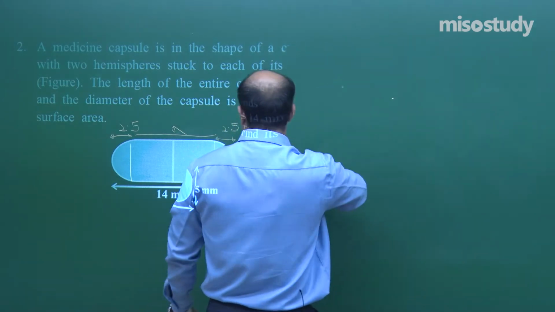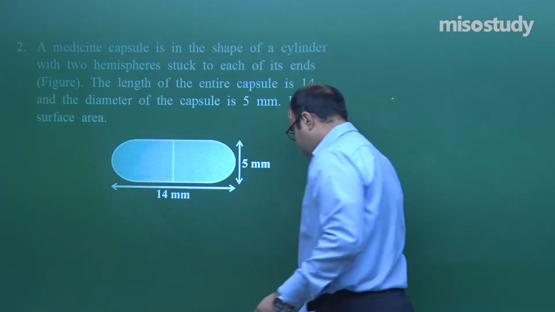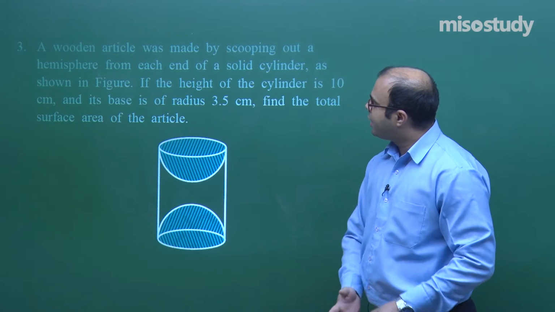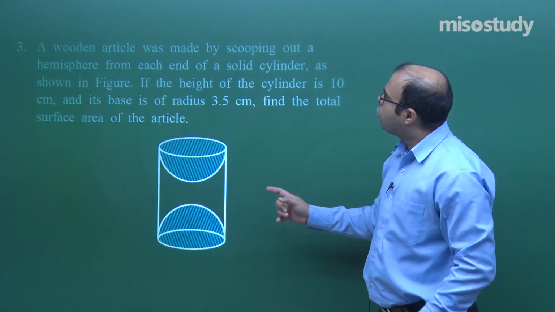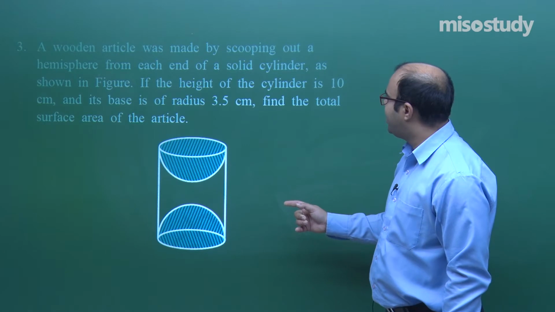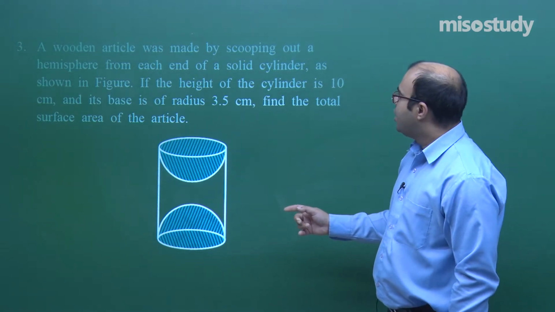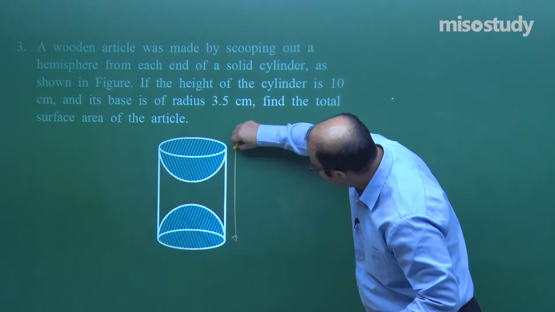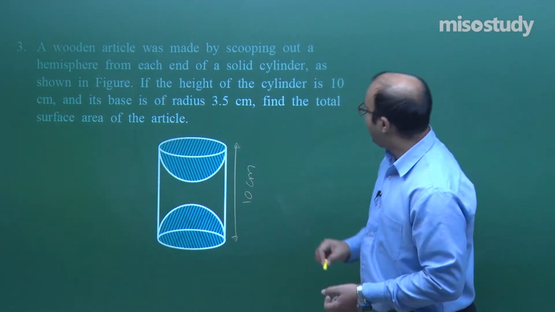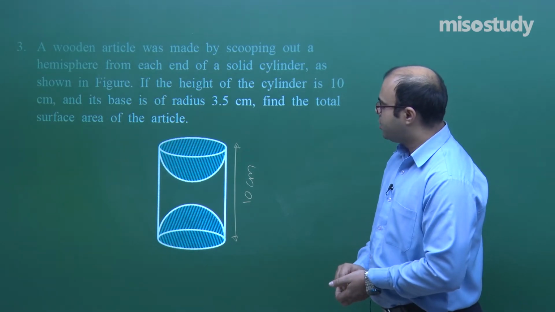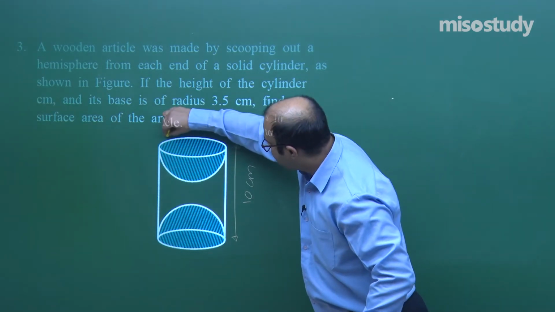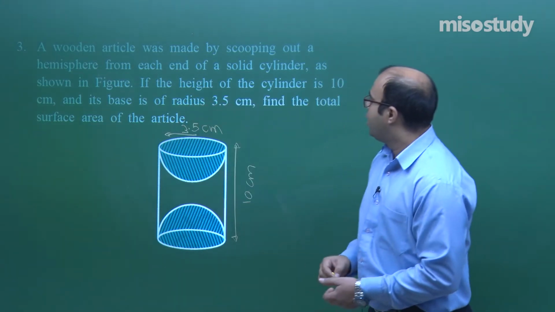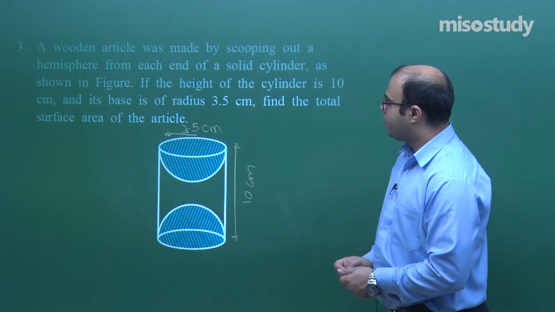Let us move on to the next question. I hope you will do the calculation part, simple calculation, you do not have to use a calculator. Third question: a wooden article was made by scooping out a hemisphere from each end of a solid cylinder as shown in the figure. If the height of the cylinder is 10 centimeter, so this height of the cylinder is 10 centimeter, and further its base is of radius 3.5 centimeter, so its radius is 3.5 centimeter. Find the total surface area of the article.